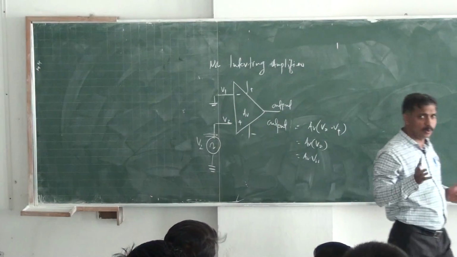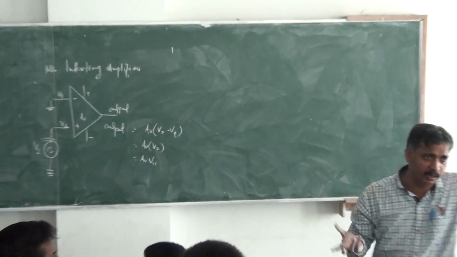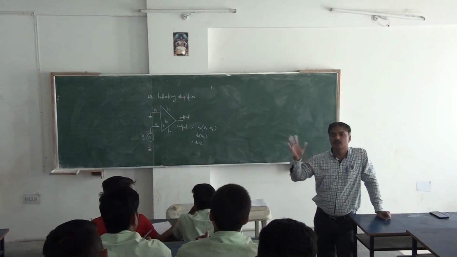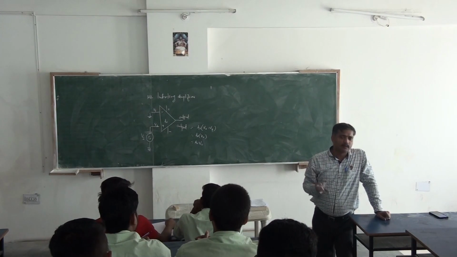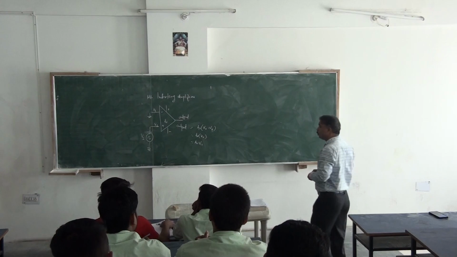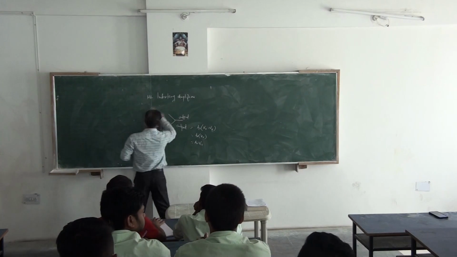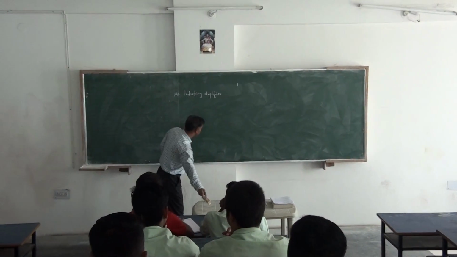What happens in open loop? In open loop, the gain is very high. That is the reason it is normally not used as a practical amplifier. For that purpose, there are two types of feedback: either negative feedback or positive feedback is used. And we will solve this example considering feedback.